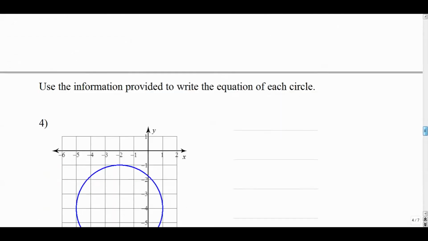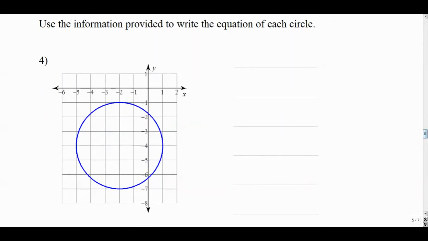Number 4. Look for the center first. We're just given a graph, so I can see visually that my center is right there. Our job is to write the equation of this circle based purely on what it looks like on a graph, on a coordinate plane. So my center is, let's see, I go left 2 and then down 4. Left 2, down 4. So my h comma k is negative 2 comma negative 4.